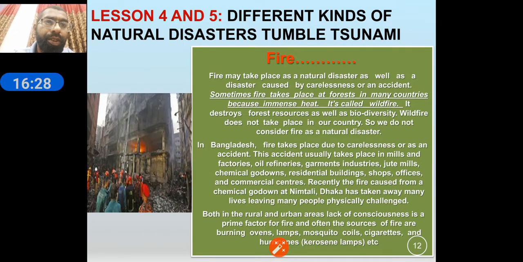So today we have learned about natural disasters and artificial man-made disasters of the world, like tsunami, and in Bangladesh, earthquake, then fire, landslide. So this may come in your exam. This generally comes in C and D type questions.